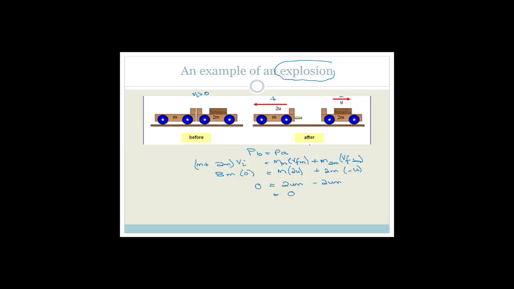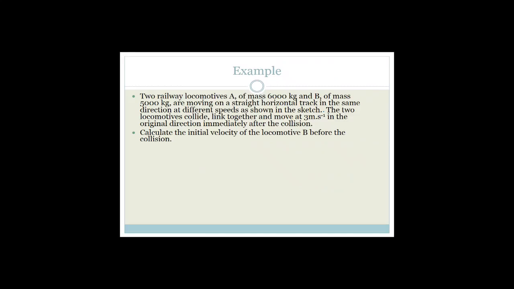So you can see here that we have proven that the momentum before is equal to the momentum after. So we've actually proven it by working this out. Notice also that the momentum is conserved. So the initial velocity of the whole thing is 0, but this mass is half of that mass, which means that this velocity is going to be double that velocity. Okay, right. Now let's do some proper examples, okay?